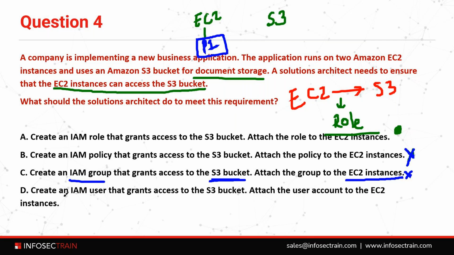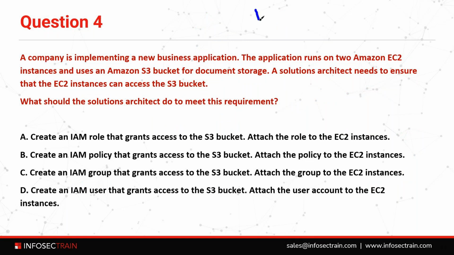Create an IAM user that grants access to the respective S3 bucket, and attach the user account to the respective EC2 instance. Again, it will overcomplicate things, so we don't want that. The first option is pretty straightforward. You have an EC2 instance, and you create an IAM role for S3. When creating an IAM role, there is a term you will see, called trusted entity. Let me write it down for you. What is a role? It is EC2 communicating with S3 securely. That is what an IAM role does, the communication.